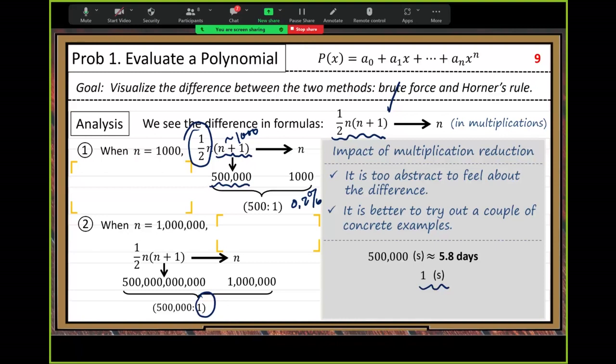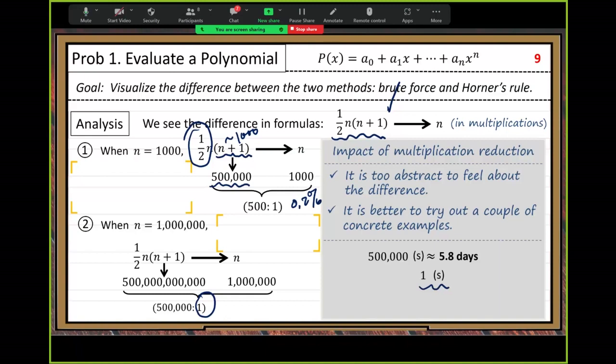You evaluate the same polynomial. With the good algorithm, you only need 1 second. So after you hit enter, you see the result after 1 second. But if you apply the brute force method, after you hit enter, you need to wait 5.8 days before you can see the answer. That's the huge difference. Think about that.